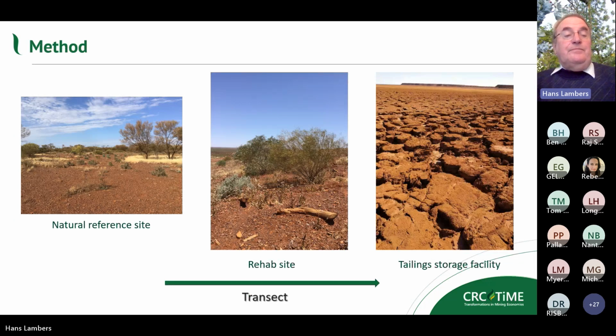18 plant species there. So we have 3 sites. One extreme is the natural reference sites, and ideally you would like to turn the tailings storage facility into something that looks like the natural reference sites. In between we have the rehab site, and you can really see there is a very steep gradient. Starting with the natural reference sites, we need to collect information on how that site actually functions to see what needs to be done to turn the tailings storage facility into something that looks like the natural reference site.